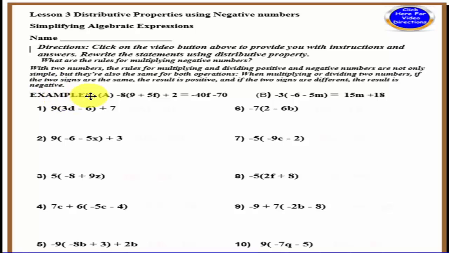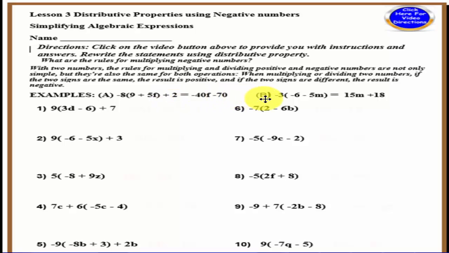Let's look at the first example here. A. We have negative 8 times 9 plus 5f, plus 2. Now, negative 8 times positive 5f is going to be negative 40f. And we have negative 8 times 9 is negative 72. But we also have a positive 2, so it comes down to negative 70.